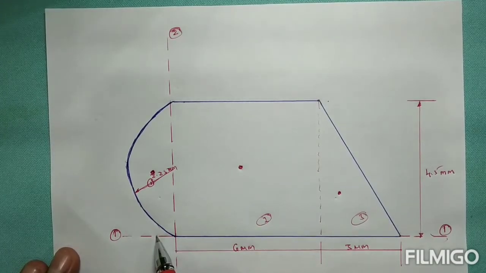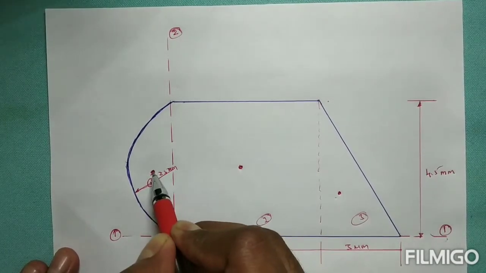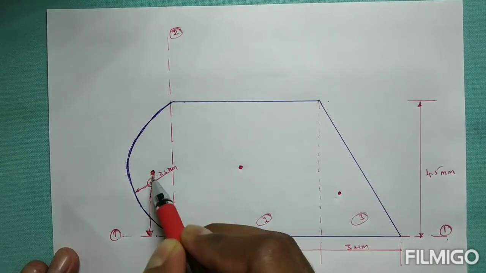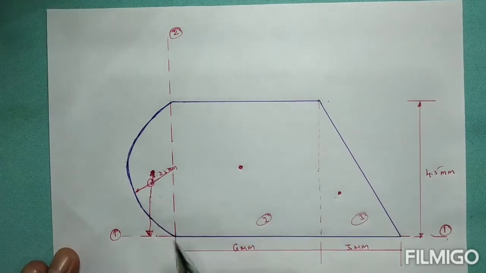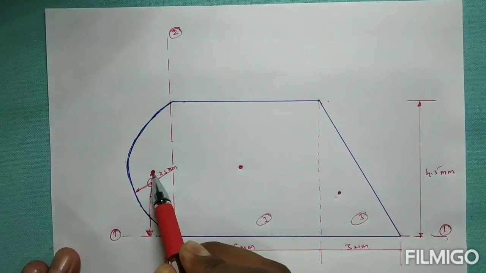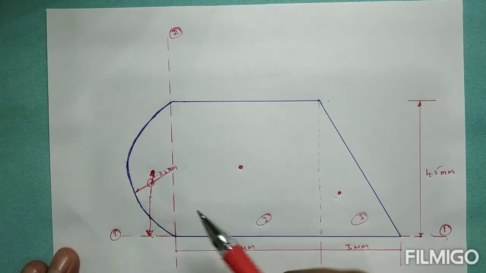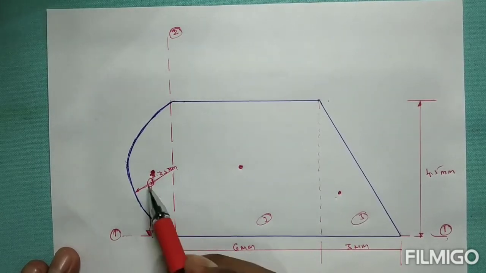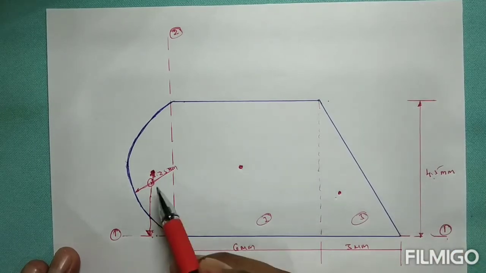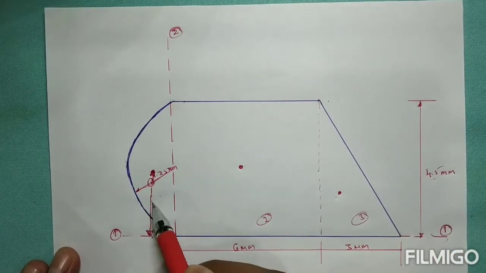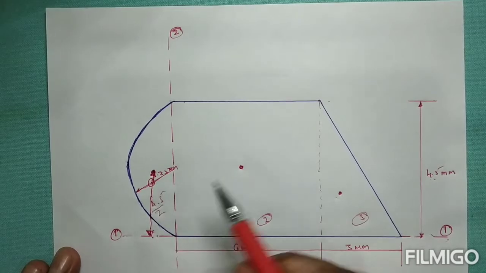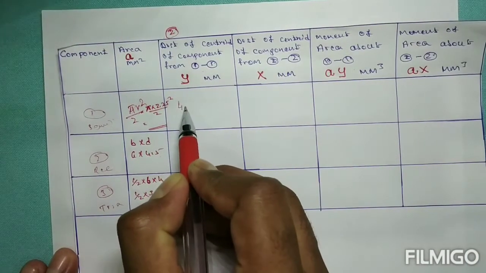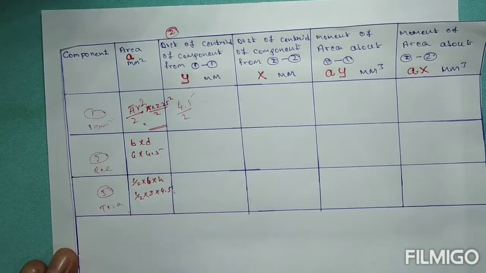So from here to this distance we need now. This distance, the CG of the first component to your reference axis 1 1. From the derivation we know that will be exactly half of your height. So the height is 4.5. From here to here 4.5, so it's exactly half. That will be 4.5 by 2. Let me write it. That will be 4.5 by 2.